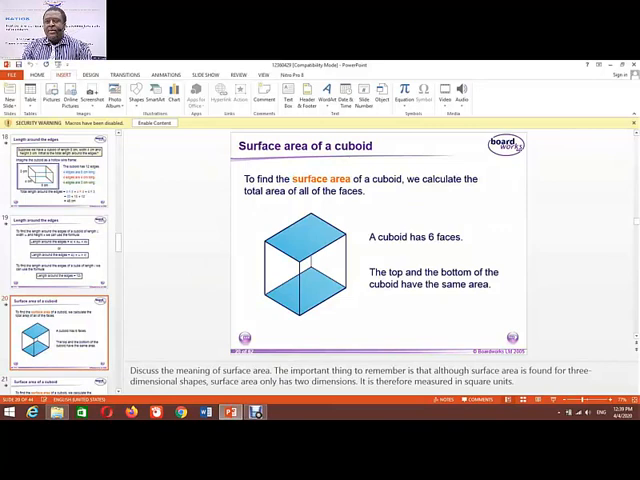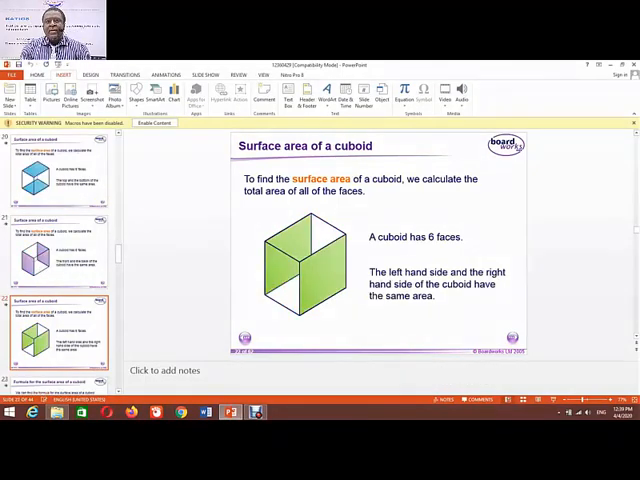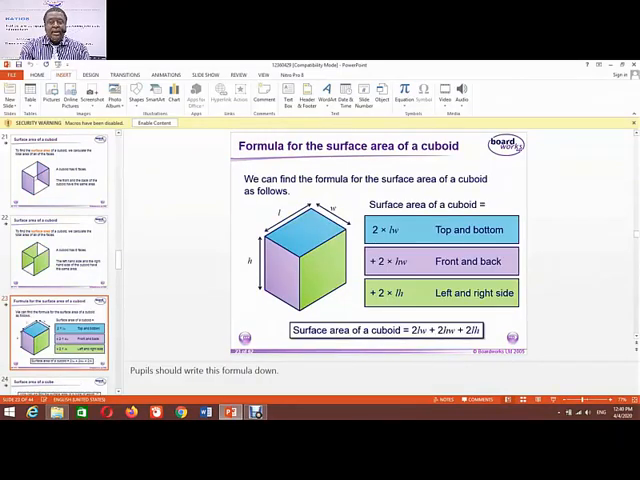Surface area of a cuboid. To find the surface area of a cuboid, we calculate the total area of all the faces. The cuboid has 6 faces. The top and the bottom of the cuboid have the same area. So how do we find the formula for the surface area of a cuboid? We have 2 times LW, which is the top and the bottom, plus 2 times HW, which is the front and the back, and 2 times LH, which is the left and the right.